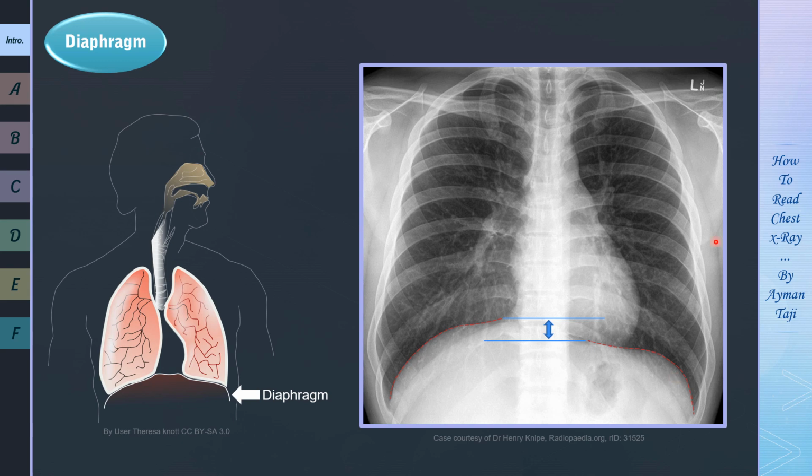There's also usually a small pocket of air visible under the left hemidiaphragm. This usually represents the air in the stomach, in which case it's called the gastric air bubble, although occasionally it can be unclear whether the gas is in the stomach or in the intestines.